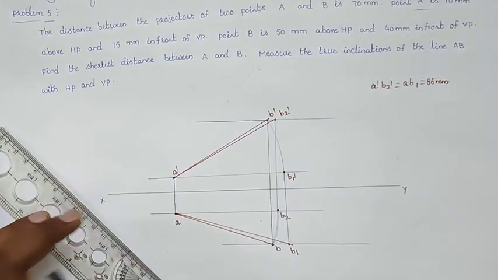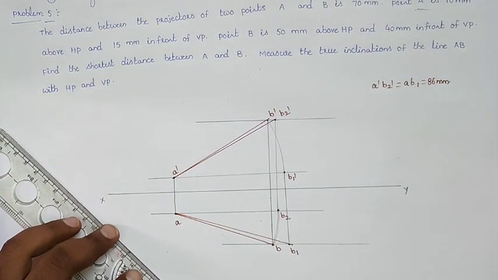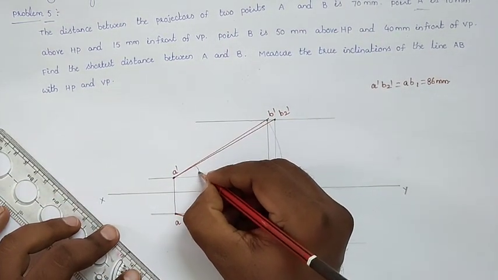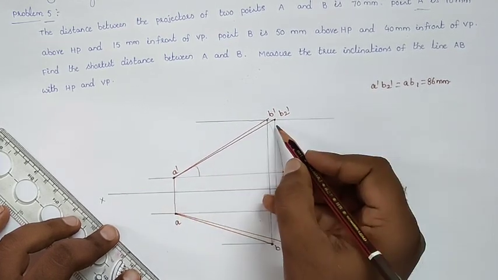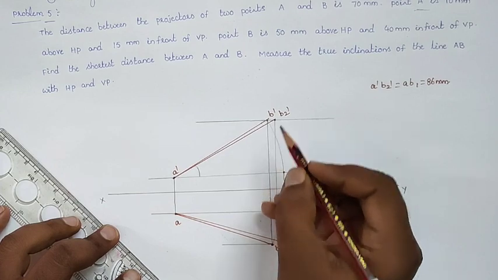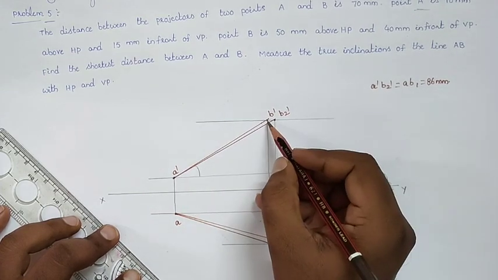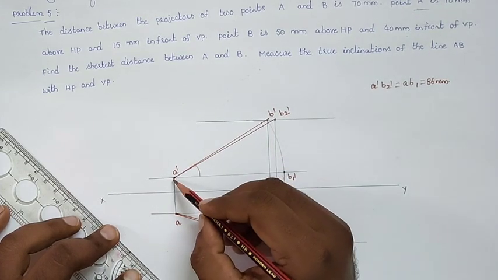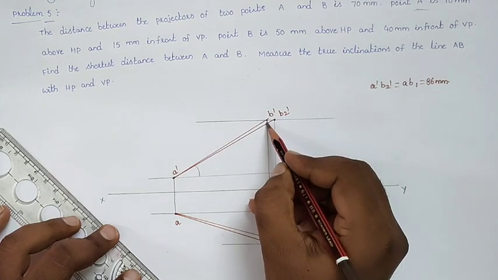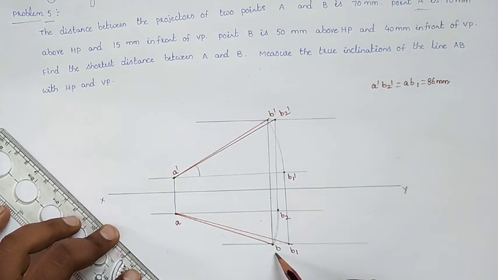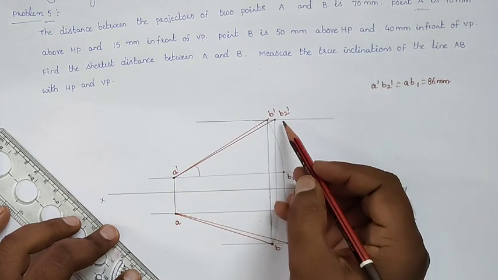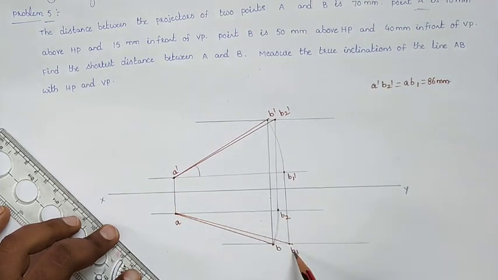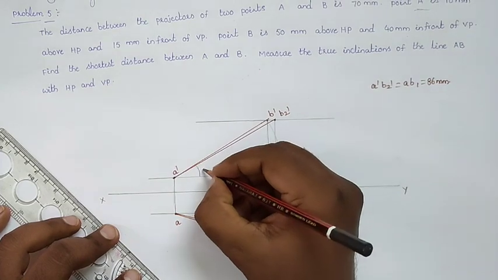They are also asking for the true inclinations with respect to HP and also VP. True inclination with respect to HP means the angle between A dash and B2 dash. Suppose they ask for apparent inclinations, then you measure the angle with respect to A dash B dash and also AB. Suppose it is the true inclination, then you measure the inclination with respect to A dash B2 dash and AB1.